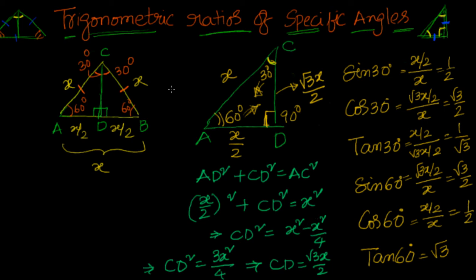Only what is left to us now? We have to find out only 0 and 90. We'll find out 0 and 90 in the next video. I'll continue this. Okay. Thanks for watching. Bye for now. We will meet in the next video where we'll complete this and we'll draw the triangle. We'll draw the table for all trigonometric ratios of specific angles, and also we will do some problems on that. Okay. Thank you. Bye.